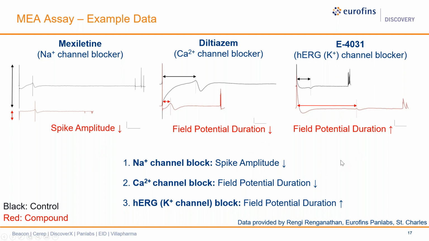So this means if you have a compound where you observe a decrease in the spike amplitude, then most likely this compound is blocking sodium channels. If you observe a decrease in the field potential duration, then your compound most likely blocks calcium channels. And finally, when you observe an increase in the field potential duration, then your compound most likely blocks the hERG channel. So this nicely shows that you can use the change in the field potential waveform to predict which ion channels are affected by your compound.